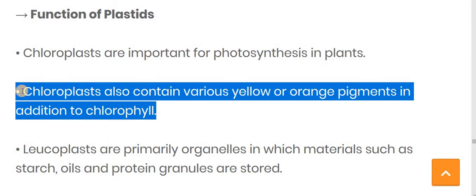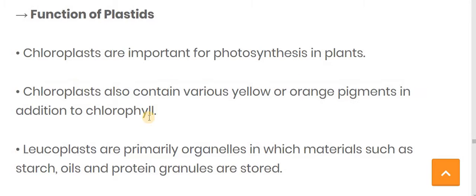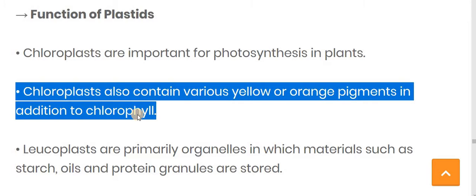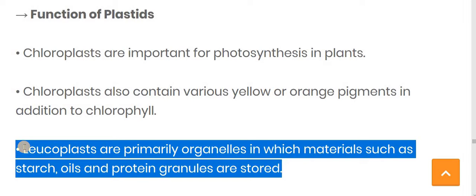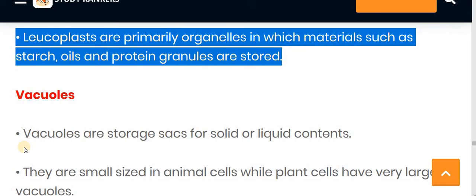The chloroplast also contains various yellow and orange pigments in addition to the chlorophyll. The next one is the leucoplast. Leucoplasts are primarily organelles in which materials such as starch, oil and protein granules are stored.